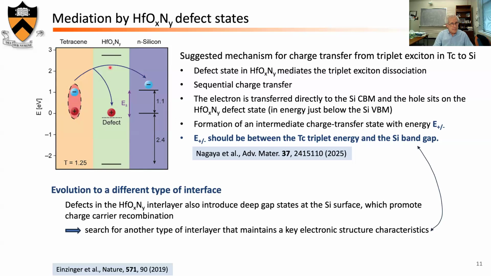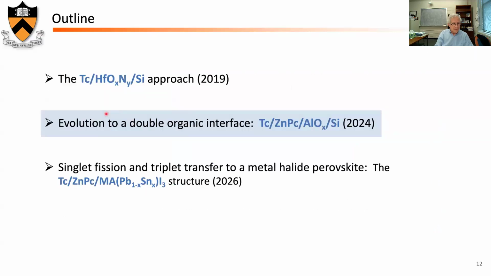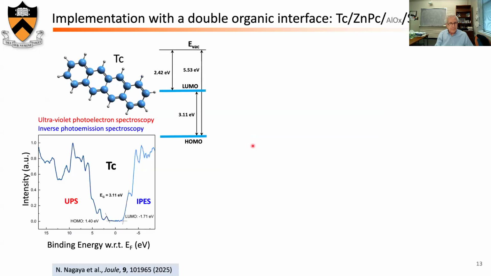However, the hafnium oxide nitride also introduces other deep gap states that promote charge carrier recombination and decrease the efficiency of the process, and therefore it was necessary to move to something else. So we searched for another type of interlayer that would maintain a better integrity of the interface. Then we go to the second part of the talk, with evolution to a double organic interface.